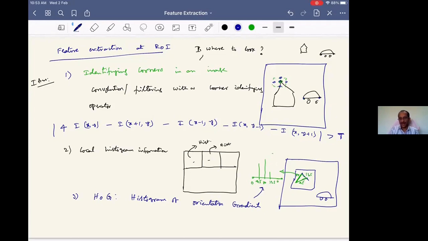Hope you got some idea on this. This will also tell us what kind of object we are looking for. If you see here, for this, if you just sketch the histogram of orientation gradients, how does it look?